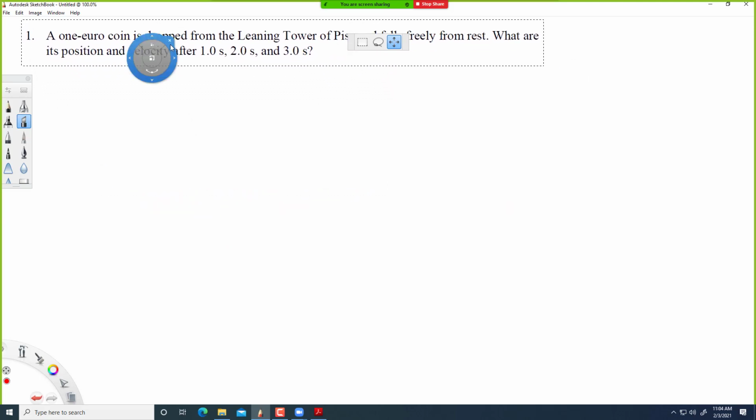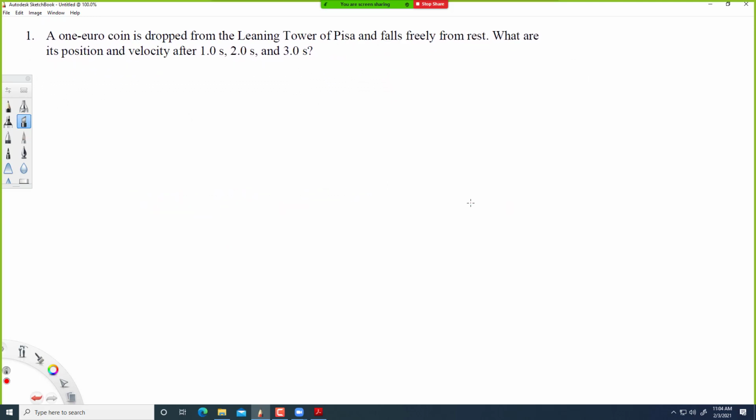Okay, so let's see what things we are given. A €1 coin is dropped from the Leaning Tower of Pisa and falls freely from rest. What are its positions and velocities after 1 second, 2 seconds, and 3 seconds? So it says it falls from rest. That means initially its velocity is 0. So Vi is 0.